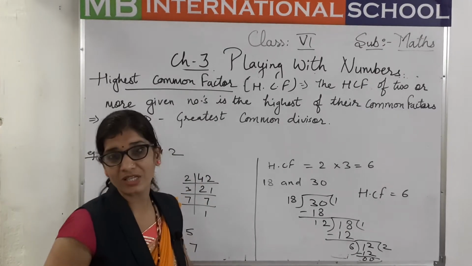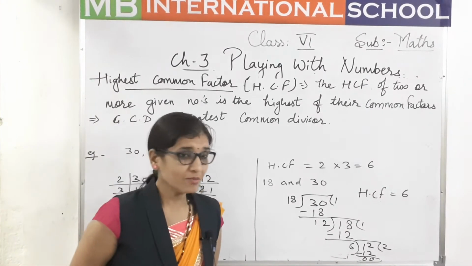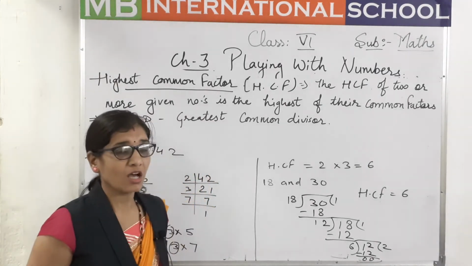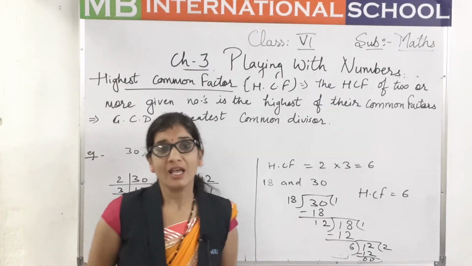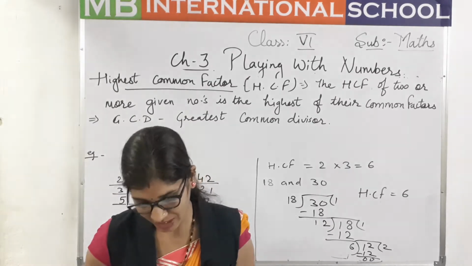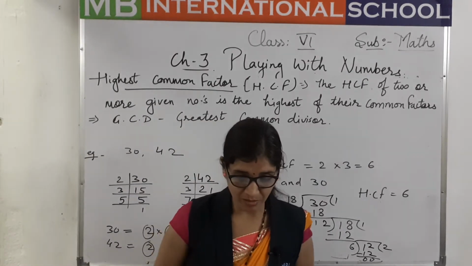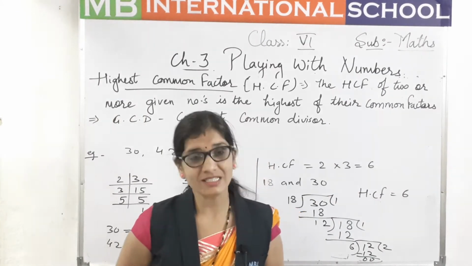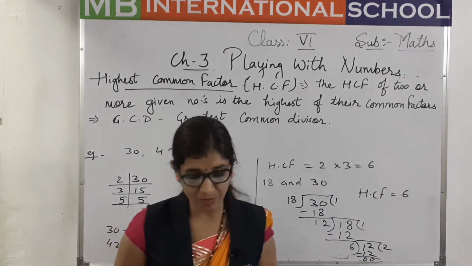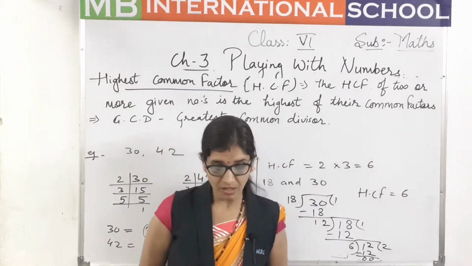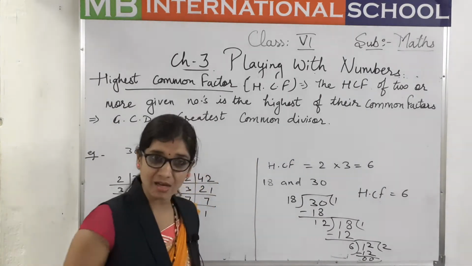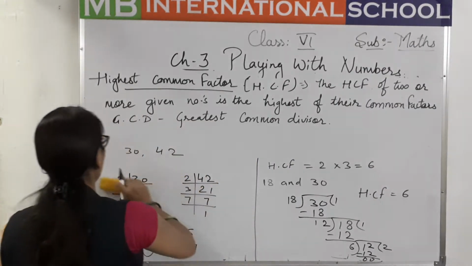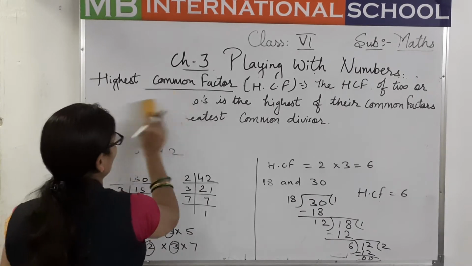Now the second topic is LCM. What do you mean by LCM? LCM is the lowest common multiple. Lowest common multiple means the LCM of two or more numbers is the smallest natural number which is a multiple of both the numbers. Now we can solve with an example so that you can understand the LCM also.